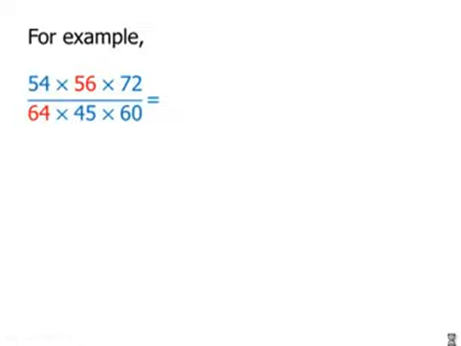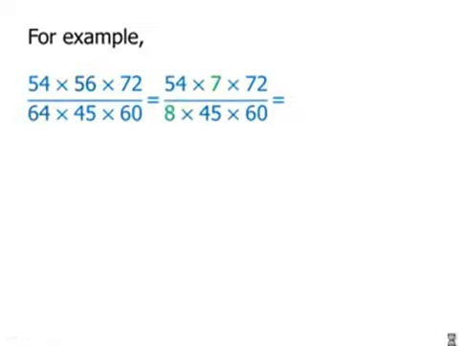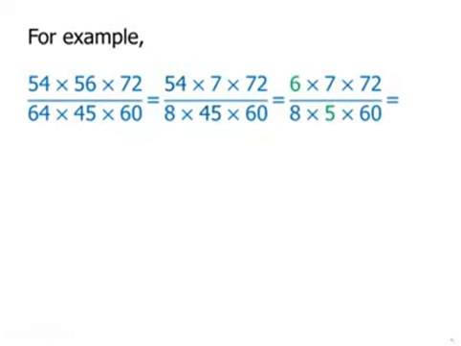So I'm going to cancel a factor of 8 between the 56 and the 64. They're going to go down to 7 and 8. Then I'm going to cancel a factor of 9 between the 54 and the 45. They're going to go down to 6 and 5. Then I'm going to cancel a factor of 12 between the 72 and the 60. They're going to go down to 6 and 5.